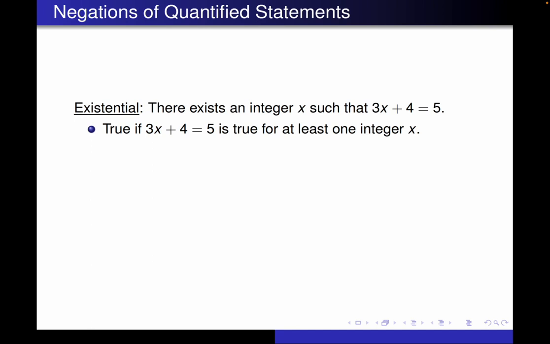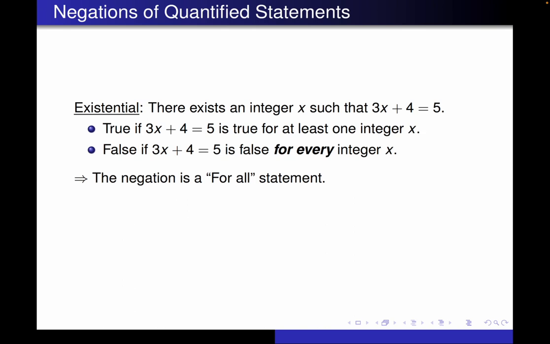So there's at least one integer x we can plug into that equation to make it true, which means that in order for it to be false, it needs to be true that 3x plus 4 equals 5 is false for every single integer x, because if it's not false for every single integer x, that means it's true for at least one, which makes the statement true. Now, if you look at the language in that description of what it means to be false, notice that it has that "for every" in there. And that tells us that the negation is going to be a for all statement. If I want to describe what it means for that statement to be false, I need to describe it as a for all statement, as a universally quantified statement.